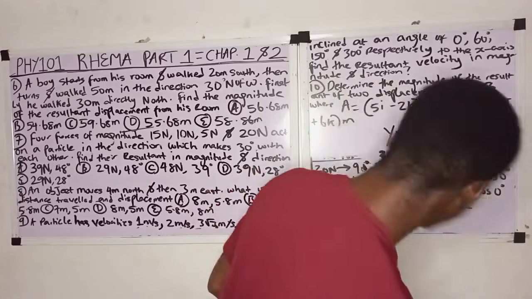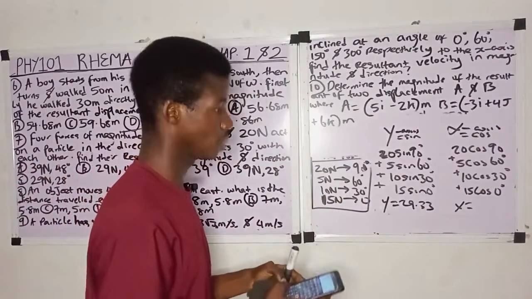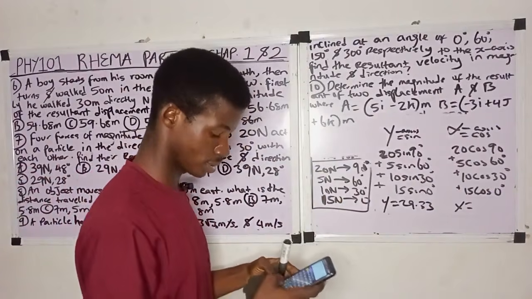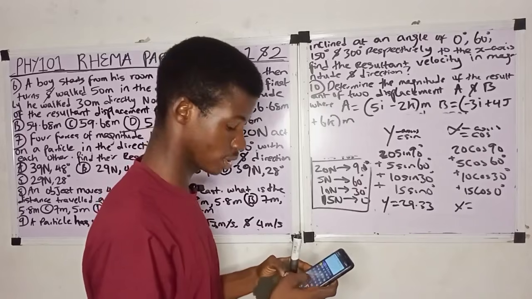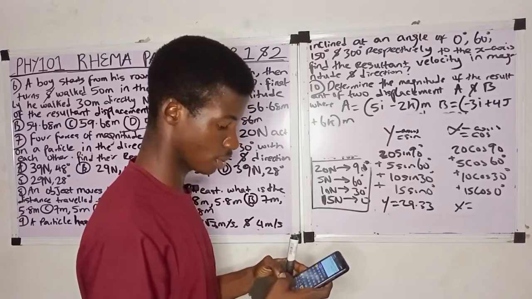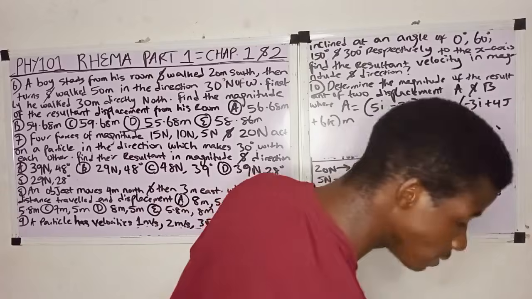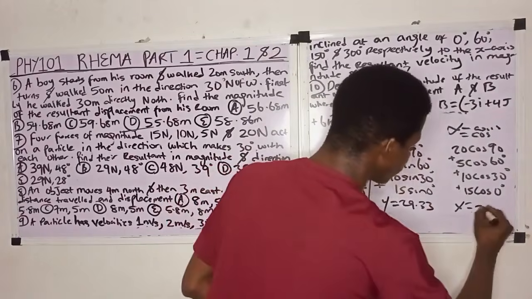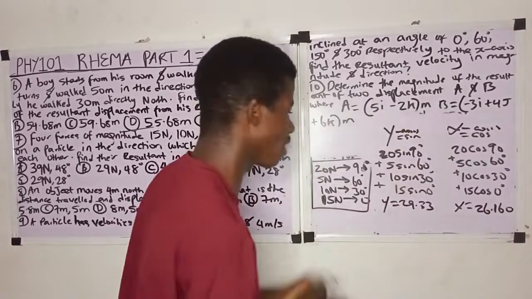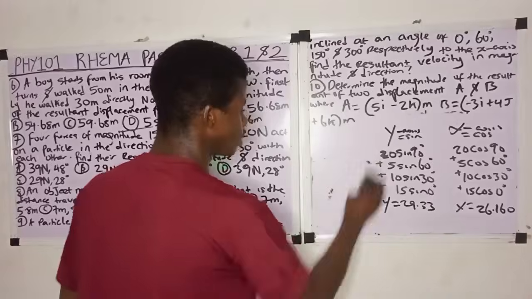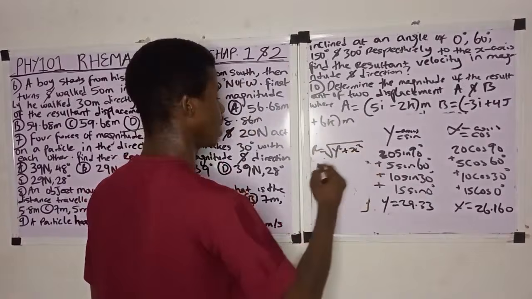Let's do it. Okay. So our x: 20 cos 90 plus 5 cos 60 plus 10 cos 30, then plus 15 cos 0. So everything here, our x is 26.160. Okay, we are getting our x, we are getting our y. What are we going to do next? Yes, we're looking at the resultant. So it's very easy. So R is equal to root y squared plus what? X squared, right? Yes. So continue.